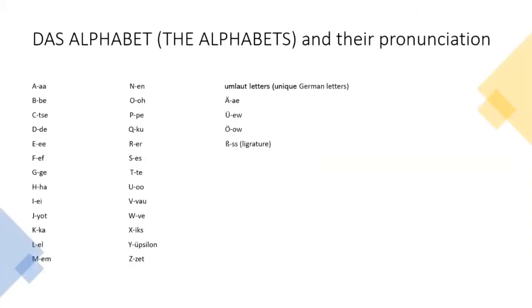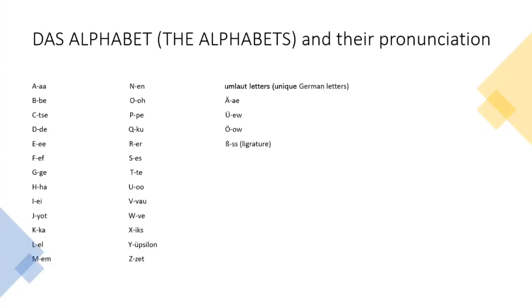Das alphabets, or in English, the alphabets and their pronunciations. A is pronounced as A. B is pronounced as B. C is pronounced as Z. D is pronounced as D. E is pronounced as A. F is pronounced as F. G is pronounced as G. H is pronounced as Ha. I is pronounced as I. J is pronounced as Yot. K is pronounced as Ka.